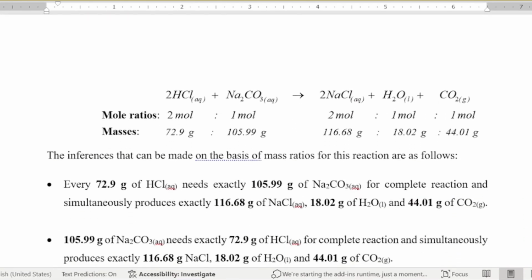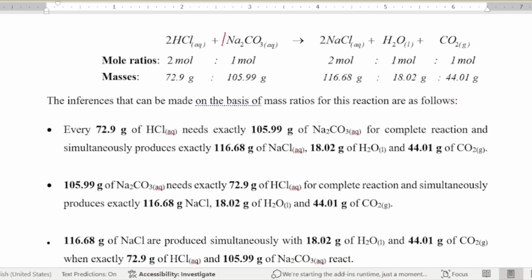We can translate those moles into mass. I put it in this way to see because sometimes people don't realize what's happening there. So here you have your mole ratio, 2 to 1 to 2 to 1 to 1. If we change these to mass, you get that mass of HCl will require that mass of sodium carbonate, and you'll get these masses of sodium chloride, water, and carbon dioxide, right?